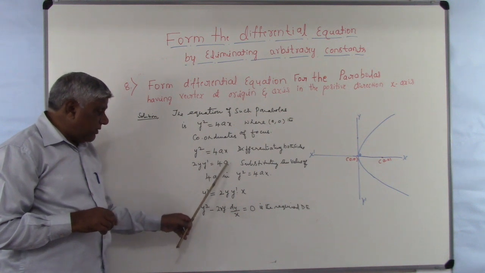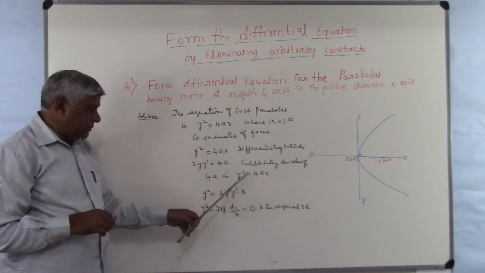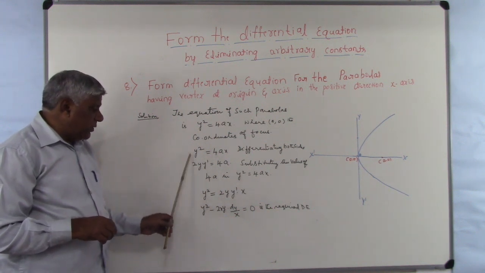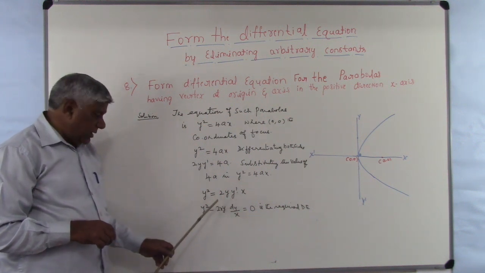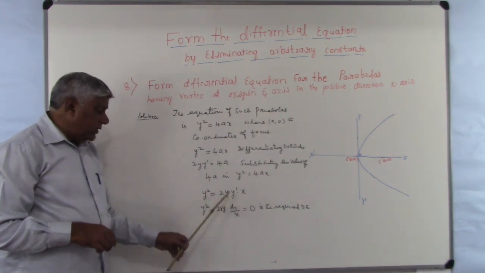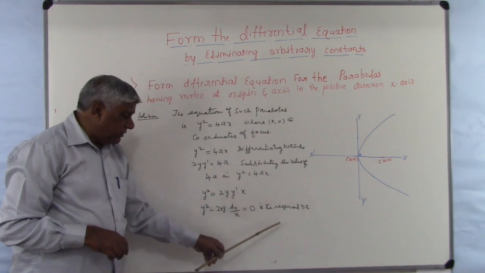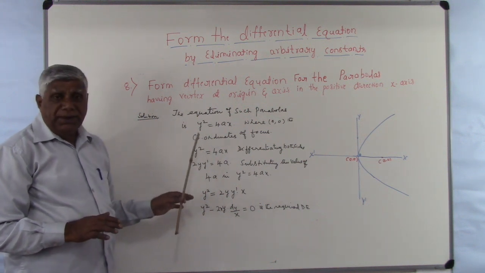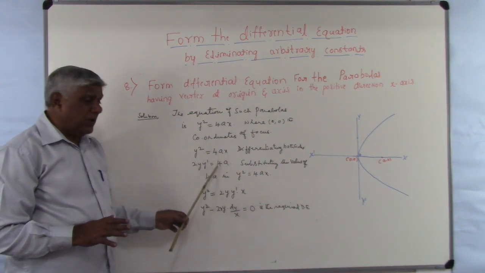Now substituting this value of 4a in the original equation, y square is equal to 4ax. I am substituting the value of 4a. Now y square is equal to, instead of 4a, I am substituting 2yy dash, into x, or y square minus 2xy into y dash, where y dash is dy by dx, is equal to 0. So this becomes the required differential equation. Here, what we are observing is that somehow we have to eliminate this arbitrary constant 4a.